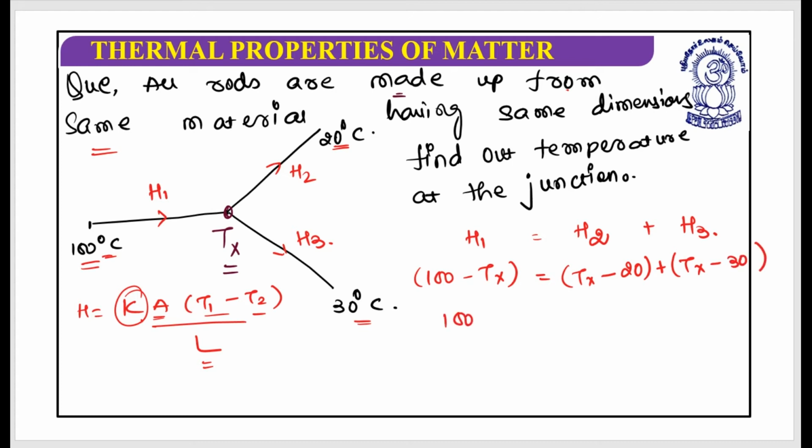So 100 minus Tx is equal to Tx plus Tx, which is 2Tx, minus 20 minus 30, that is minus 50. So it's 100 plus 50, 150 equals 3Tx. And from this Tx equals 50 degrees Celsius. That's it. You did it. Great job. I hope this is clear.